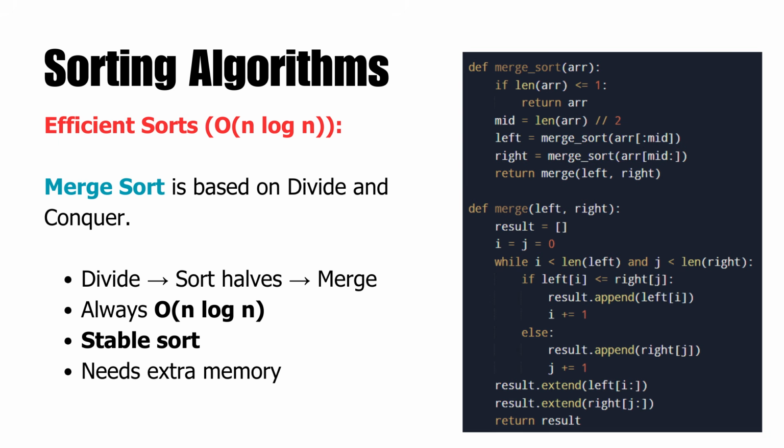The main drawback is that merge sort requires additional space for temporary arrays during merging. This makes it less suitable for memory-constrained environments, but ideal for external sorting or linked lists where consistent performance and stability are priorities.